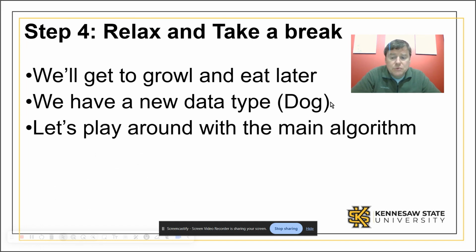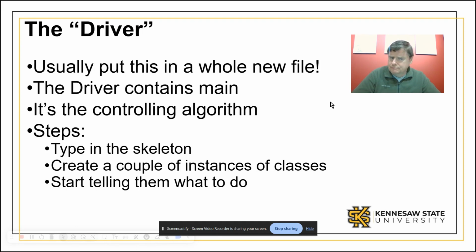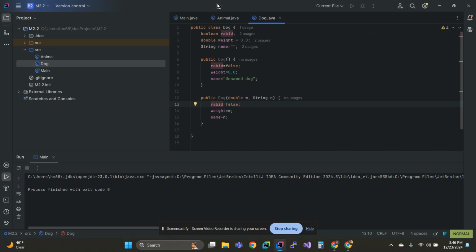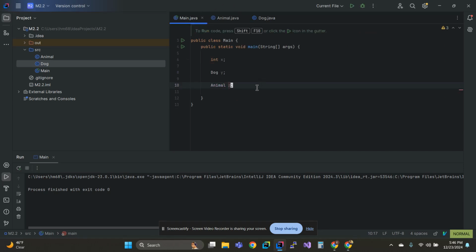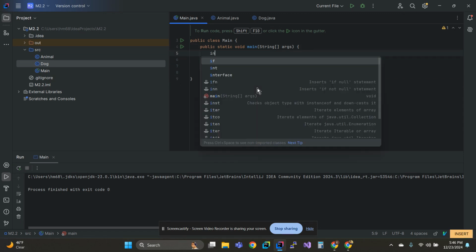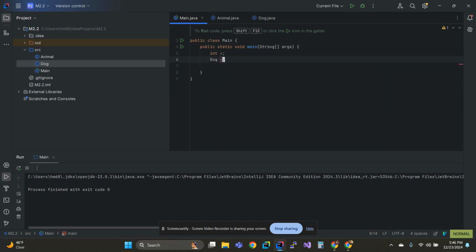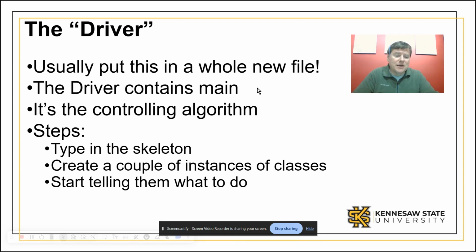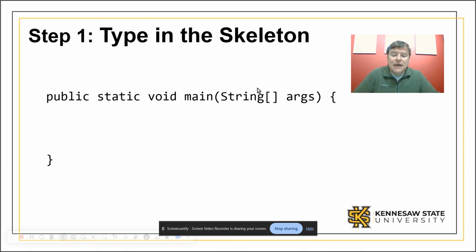Okay, so we'll deal with growling and eating later, but we now have a new data type called dog. So let's go ahead and actually make some dogs. Over in our main file, we mentioned that we could make a dog, just like we can make any other animal or any other variable. I had done int x to make an x variable, and now I'm going to do a dog y. It's a little bit more to it than that. We're always going to want to say new anytime that we make a new dog.